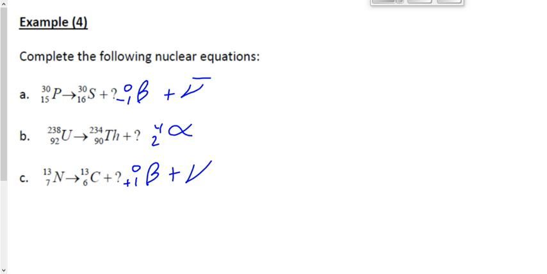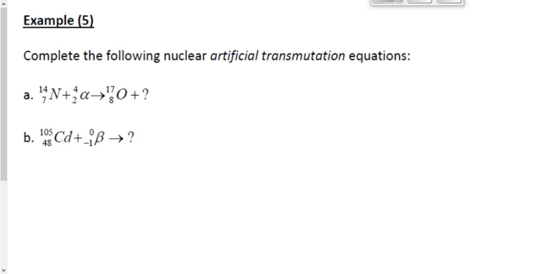I got one more example for you. Number 5. This is what we call artificial transmutation. This is not radioactivity. This is something that we're doing. In the first case, A, we're bombarding a nitrogen nucleus with an alpha particle. So we're firing alpha at nitrogen. We're colliding these two together. They fuse together briefly and then split apart into oxygen 17 and what else?